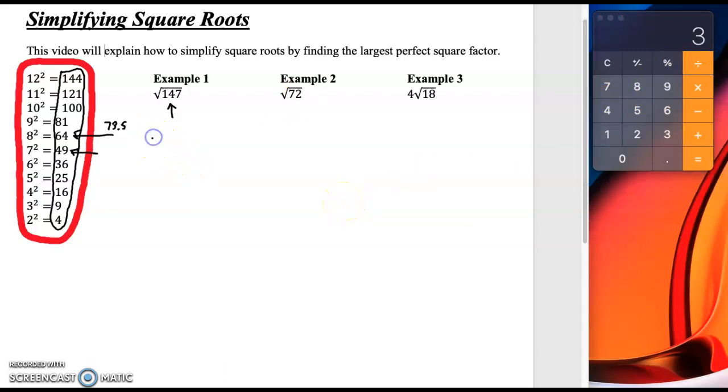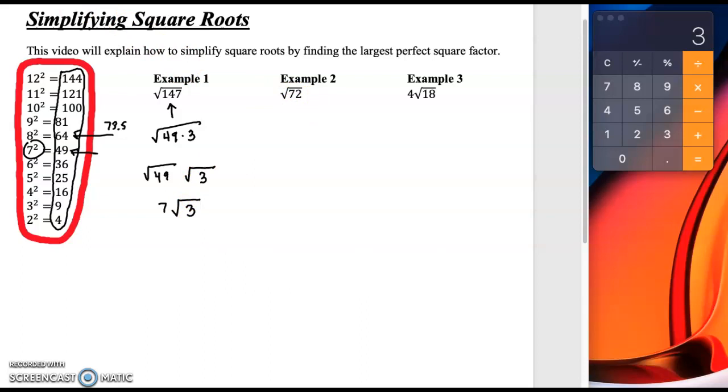So root 147 really can be rewritten as root 49 times 3. And we can break those into 2 square roots, root 49 and root 3. And the square root of 49 is 7. So this will become 7 root 3. Okay? All right, let's try another one, 72.